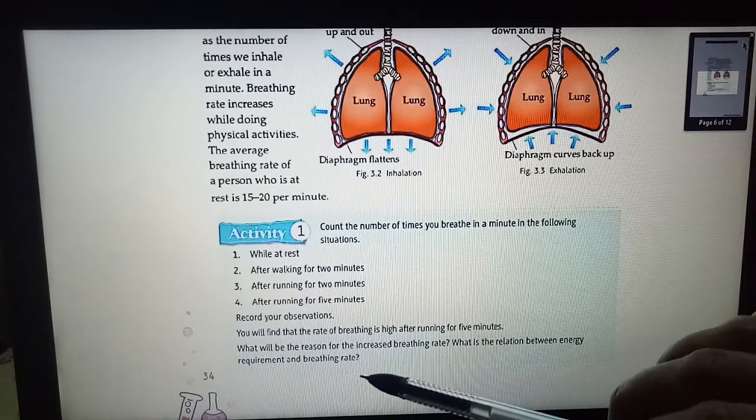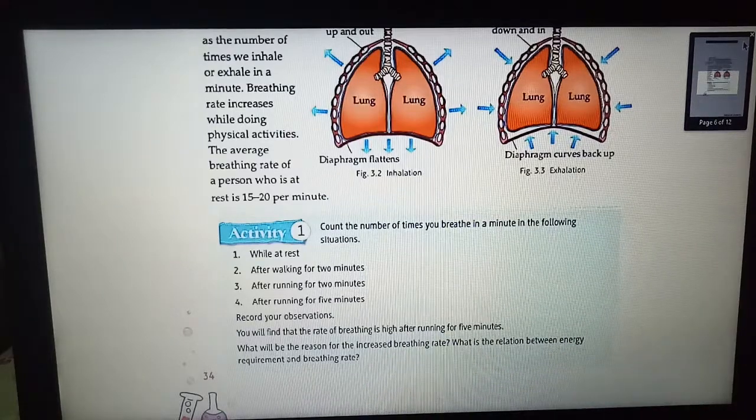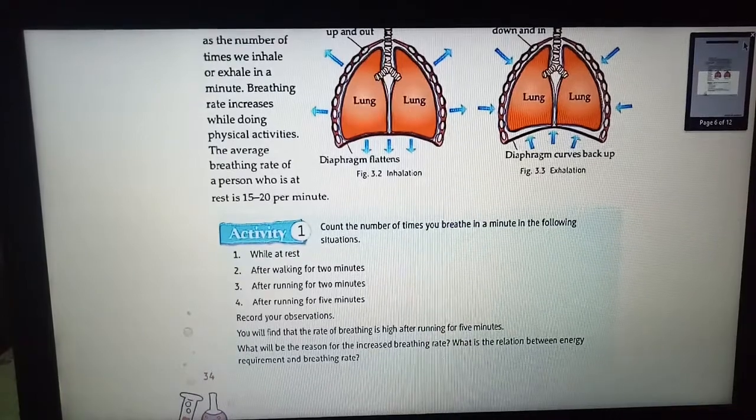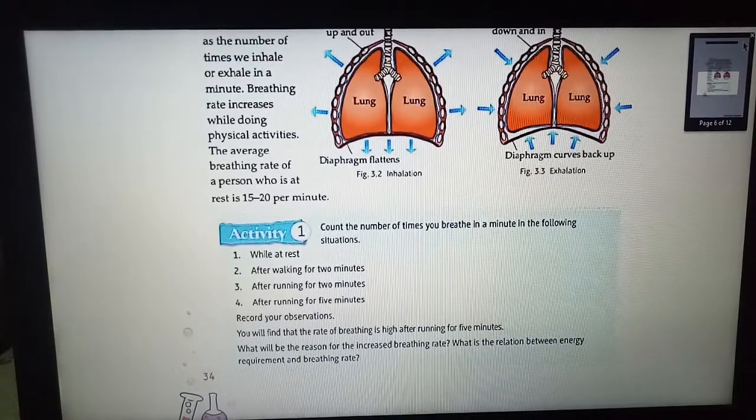What is the relation between energy requirement and breathing rate? If you are running, if you are skipping, if you are cycling, you are doing any physical activity, you need more oxygen. That's why you breathe fast. Now coming on to the next page.